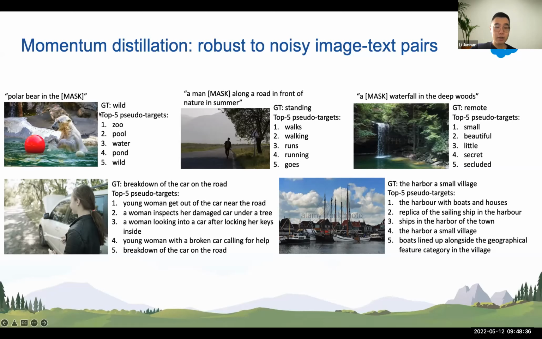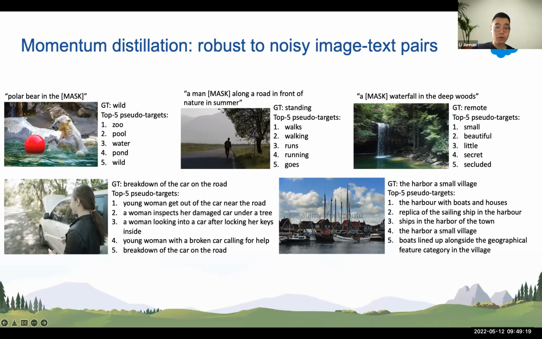You can see that, of course, the ground truth sometimes still makes a lot of sense. The first row is for the masked language modeling, and the second row is for the contrastive learning. Let's talk about the first row first. The ground truth in the first image is wild: a polar bear in the wild. Maybe not 100% what you would want to say, so the pseudo label will actually produce something like zoo, pool, water, pond, and only the 5th option is wild. This provides us with a lot of useful supervision that helps further benefit the model training.